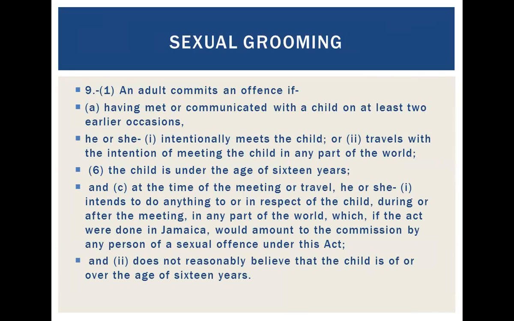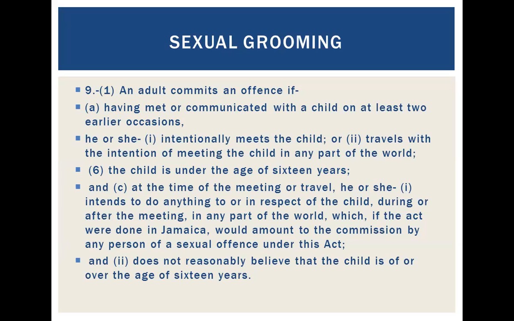A little bit more on sexual grooming. It says here, under I think this is the Sexual Offences Act, an adult commits the offense if, A, having met or communicated with a child on at least 2 earlier occasions, he or she intentionally meets the child or travels with the intention of meeting the child in any part of the world. Section 6 states the child is under the age of 16. Section 6, subsection C states that at the time of meeting or travel, he or she intends to do anything to or in respect of the child during or after the meeting or in any part of the world which, if the act were done in Jamaica, would amount to the commission by any person of a sexual offense under the Sexual Offences Act.